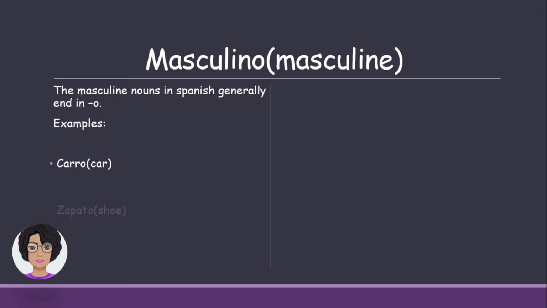Carro, zapato, cuaderno. If you notice here, we have three nouns and each one ends in the letter O. In that way, you know that this is a masculine noun.